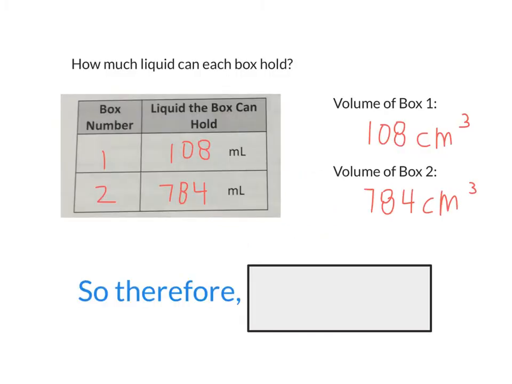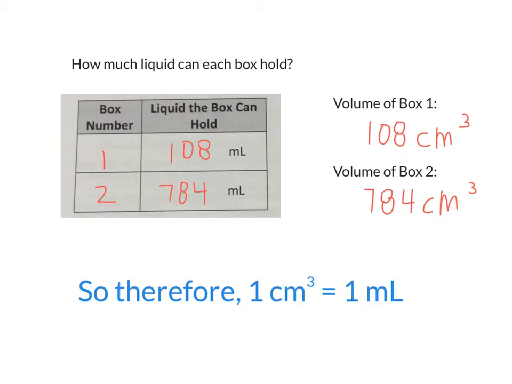So based on our demonstrations and our experiments that we've done in class today, we can see that 1 cubic centimeter is equal to 1 milliliter. I want you to flip open to your notebooks right now and write that in. So the volume of box number 1 was 108 cubic centimeters. Well, 1 cubic centimeter is the exact same as 1 milliliter. So if I have 108 cubic centimeters, I know that that box can hold 108 milliliters.